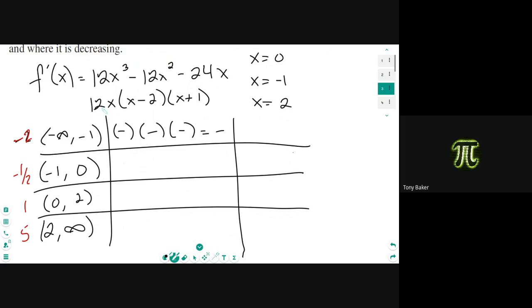So the first one, 12 times anything negative is going to give me a negative. -2 is negative, -2, that's easy. It's going to be a negative. -2 is less than 1, so that's going to be a negative. So my answer is negative. So in that case, this means this is decreasing.